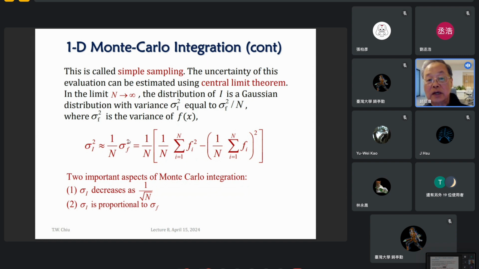The sigma_f squared is computed in the standard way of computing the variance. You have N points, you evaluate f at each point, square it, and take the average, minus the average squared. That means the expectation value of f squared minus the square of the expectation value of f. So this is the variance.